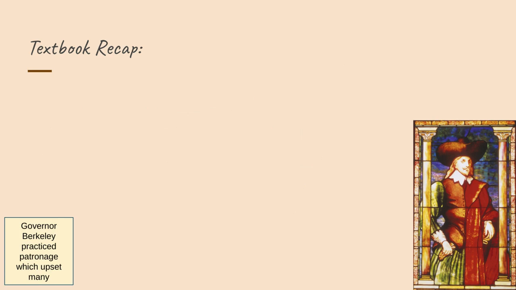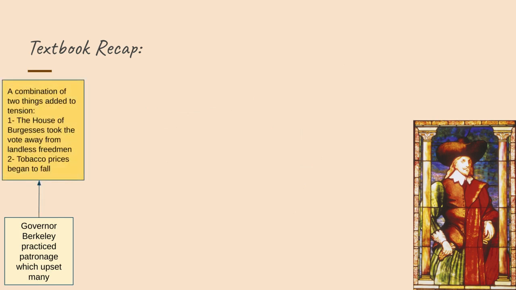All right, now we're going to walk through how this rebellion actually takes place. So Governor Berkeley practices patronage, which upsets many people at this point in time. And a combination of two things are going to add to this tension beyond what I just discussed in the previous slide. First, the House of Burgesses took the vote away from landless freedmen. So while it's extremely difficult to purchase or find available land to create a farm on, now the ability to vote is being removed from those who cannot find land.